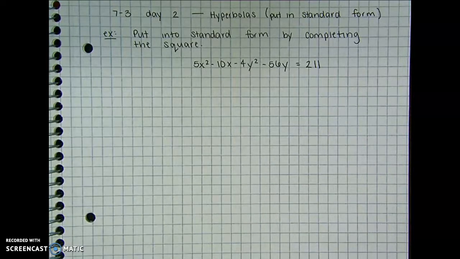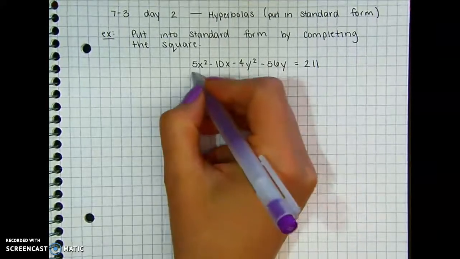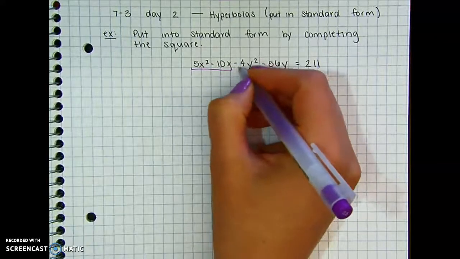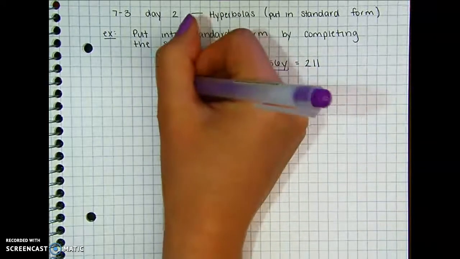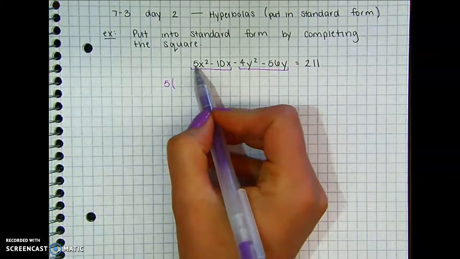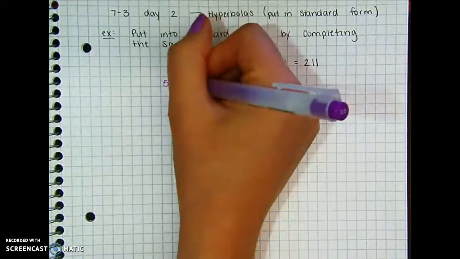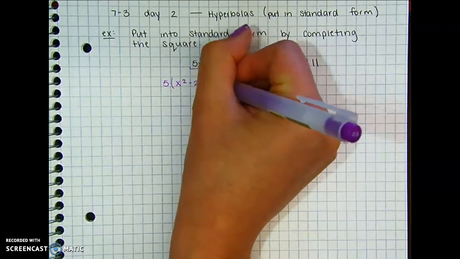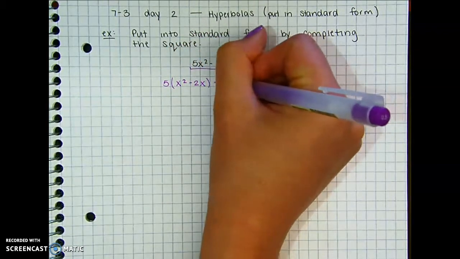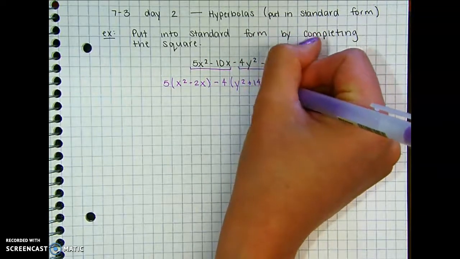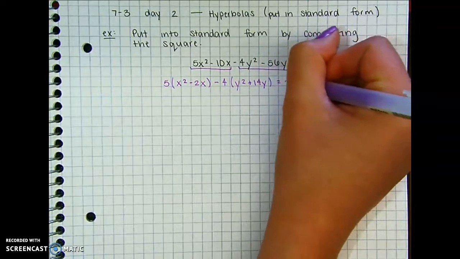And what we're going to do is separate them. So I'm going to factor out the a value of each group, my x's and my y's. So parentheses x squared minus 2x, then we have minus 4, and in parentheses y squared plus 14y, equals 211.